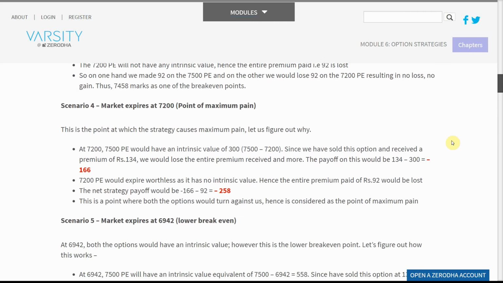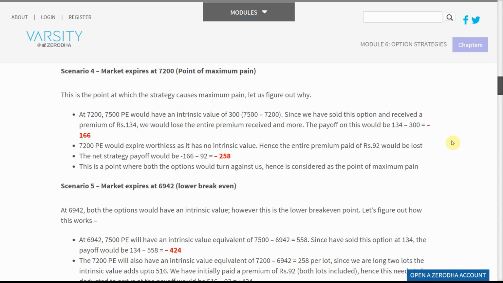Scenario 4: market expires at 7,200, point of maximum pain. This is the point at which the strategy causes maximum pain. Let us figure out why. At 7,200, the 7,500 PE would have an intrinsic value of 7,500 - 7,200 = 300. Since we have sold this option and received a premium of 134 rupees, we would lose the entire premium received and more. The payoff on this would be 134 - 300 = -166.